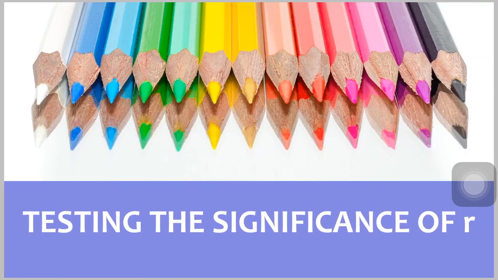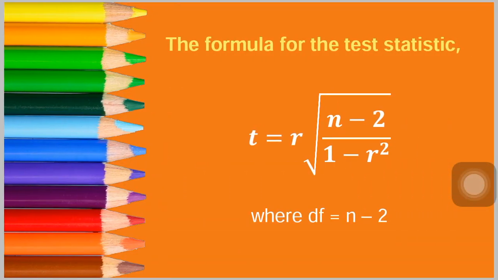Let's start by asking, how do we test the significance of R? Or we ask, if there is a relationship that exists, how do we know that the relationship is significant or not? We need to compute for our test statistic, and here's the formula in computing the test statistic. R refers to the correlation coefficient, N is the sample size, and the degree of freedom is computed by subtracting 2 from the sample size.